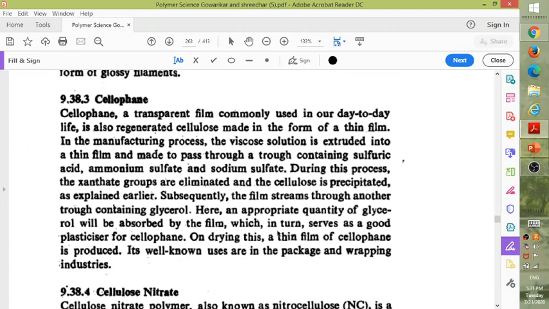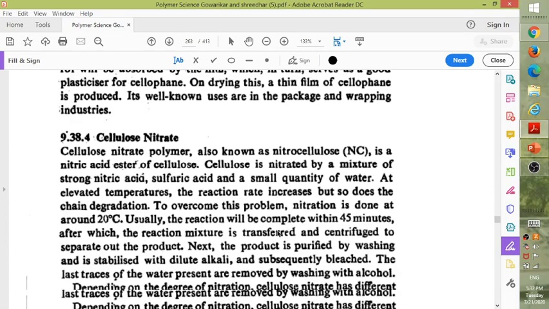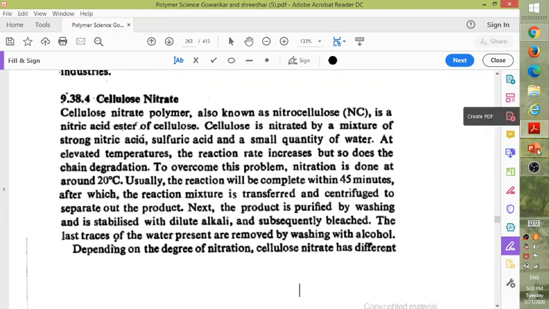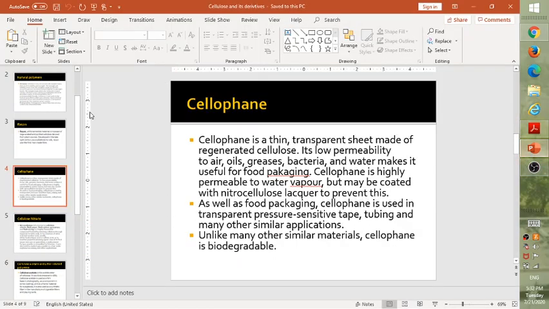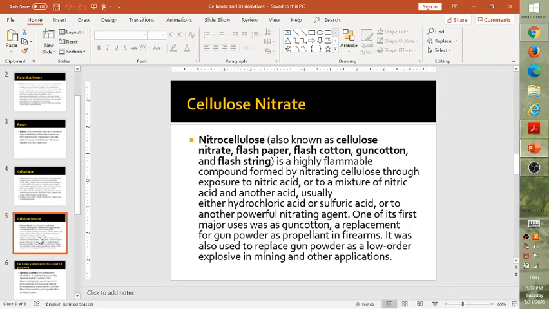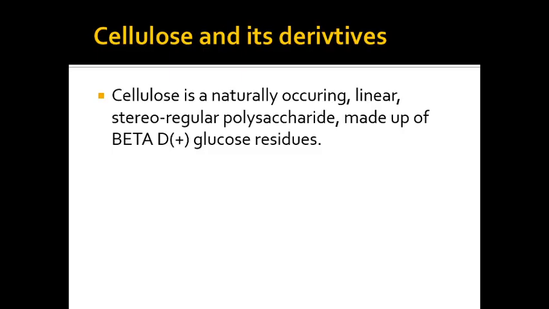So now cellulose nitrate. So all the people who are fascinated by explosives will be very happy to see this product.